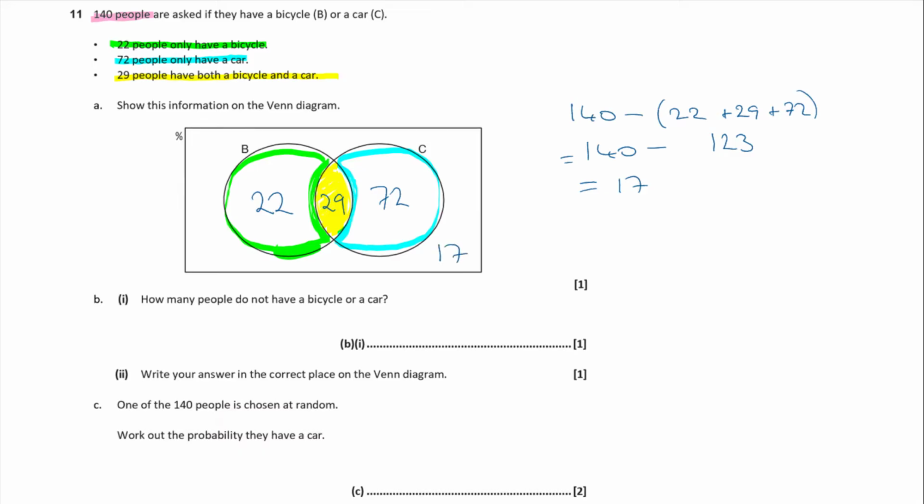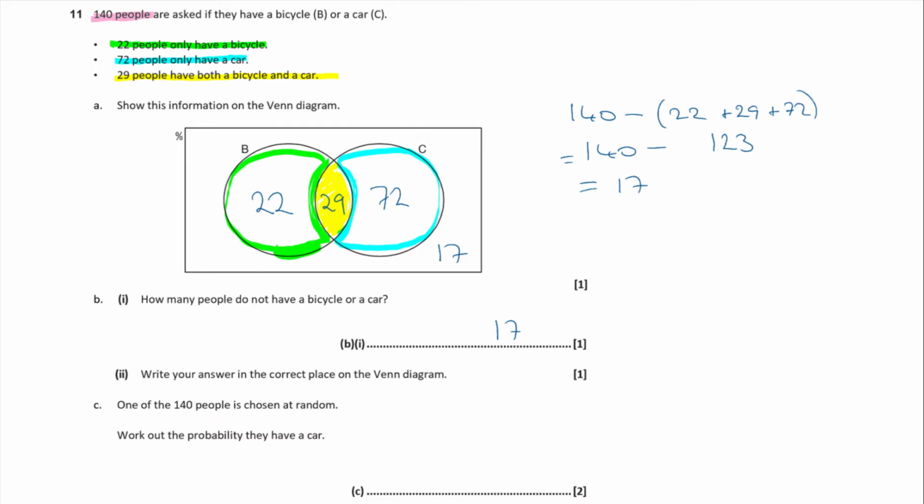So let's answer the questions now. How many people do not have a bicycle or a car? Well, that's those 17 people we were just talking about. So that is 17. Write your answer in the correct place on the Venn diagram. Well, I already did that. And then one of the 140 people is chosen at random. Work out the probability that they have a car.